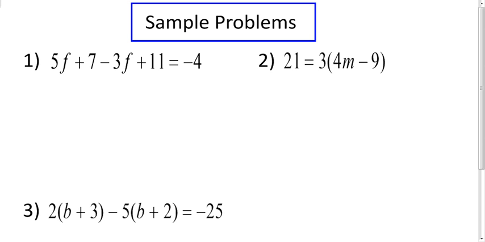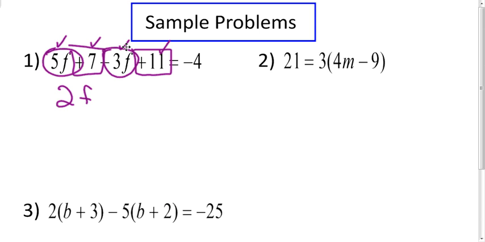I have this first one, 5f plus 7 minus 3f plus 11 equals negative 4. I see I have 4 terms on the left side, but I know from simplifying expressions that I can combine like terms to make this an easier expression. So 5f minus 3f is 2f, and then a positive 7 plus 11 is a positive 18. So simply by combining like terms, I've changed this into just a two-step equation, which we know how to solve.